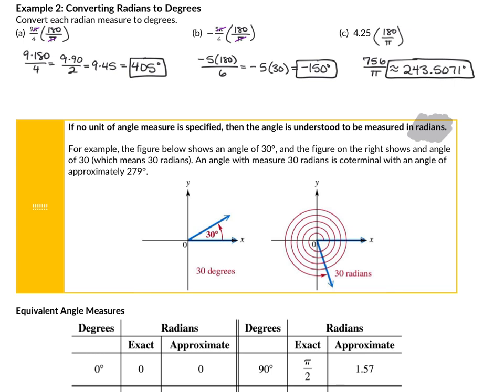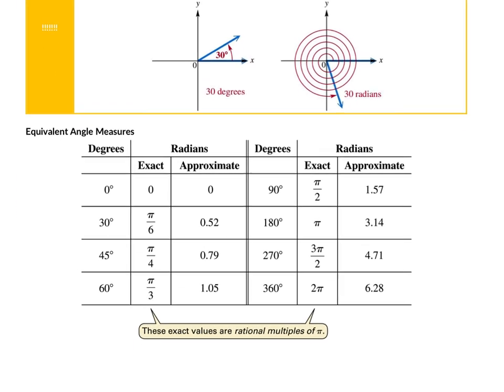So for example, the figure below shows an angle of 30 degrees. Notice the degree symbol. And the figure on the right shows an angle of 30, which means 30 radians. These are significantly different angles. 30 degrees is this cute little acute angle, and 30 radians loops all the way around multiple times and ends in quadrant 4. They're not even coterminal with each other. So we have to make sure we're using the correct degree or radian, and you're telling me exactly right whether it's degree or it's radian. That's super important to me.